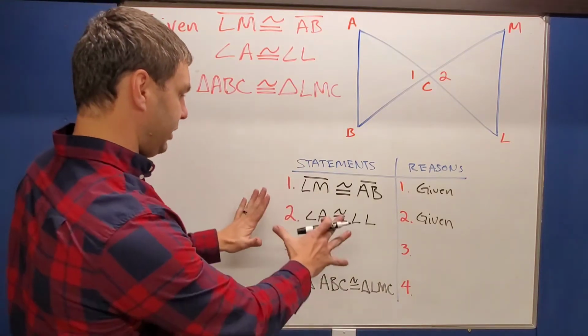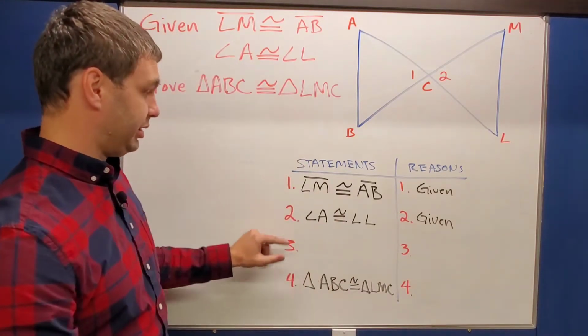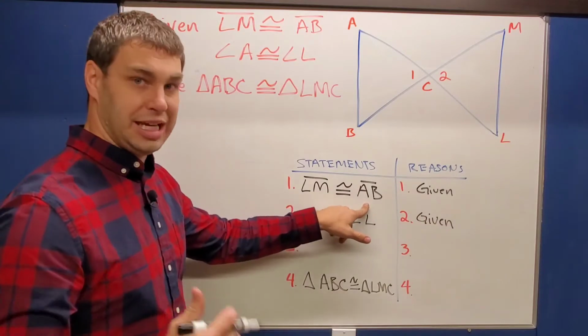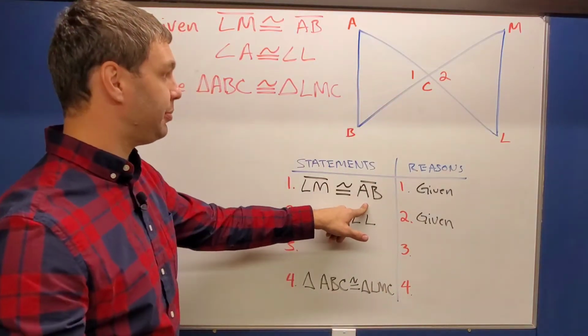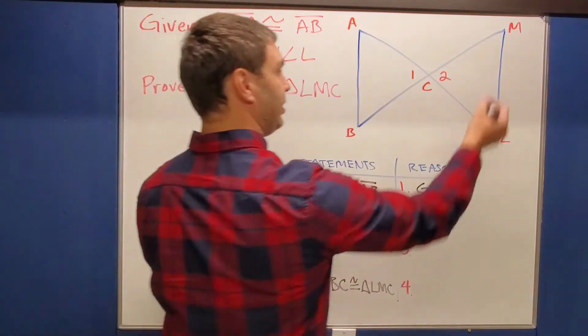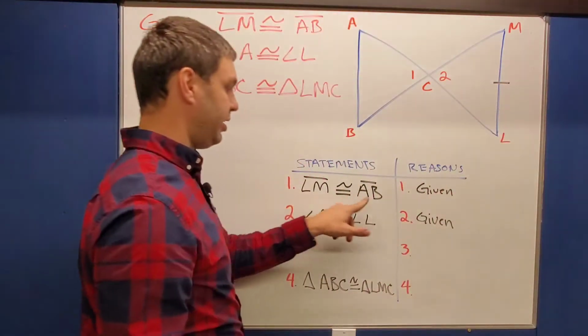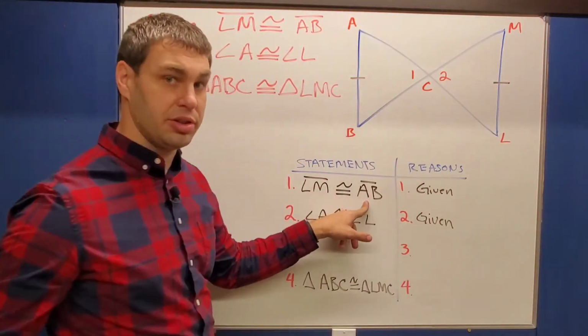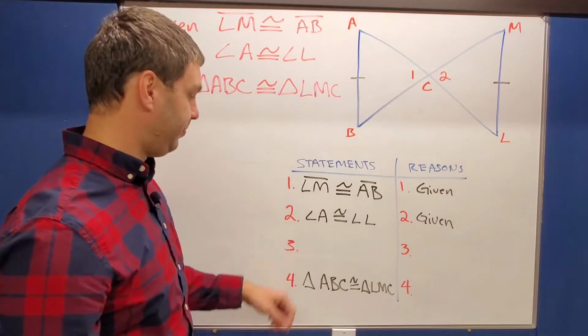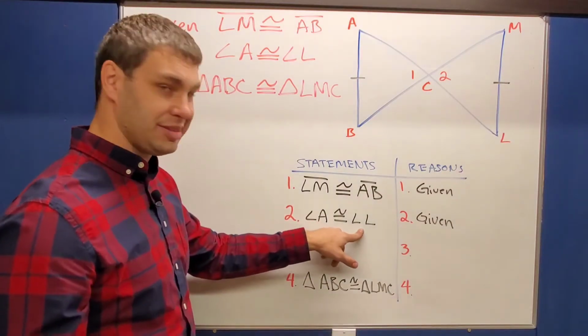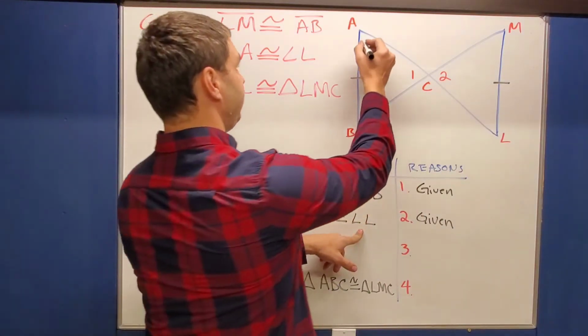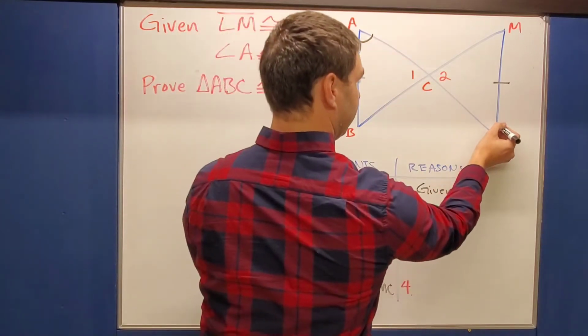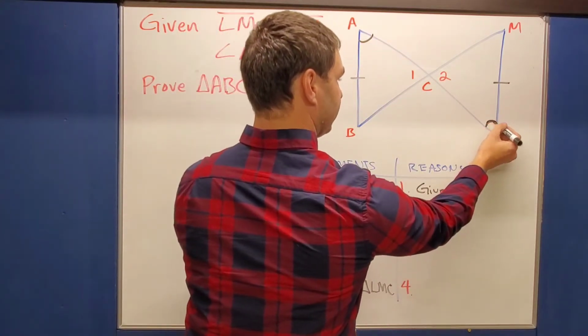So what did our given statements tell us? Well, LM is congruent to AB. If I look at the diagram, I'm going to mark that up as much as possible. LM is this line. I can put a tick mark there and on AB, a tick mark there to show that those two things are congruent. Then I have angle A is congruent to angle L. Angle A is up here. I'll put a loop, and on angle L, I'll put a loop to show those are congruent.